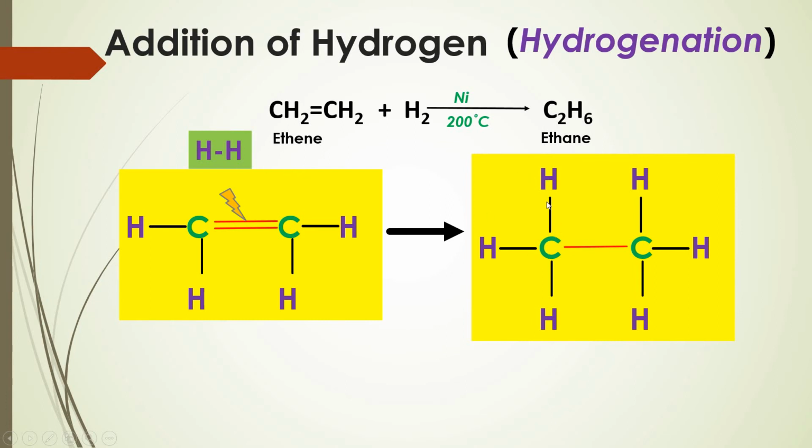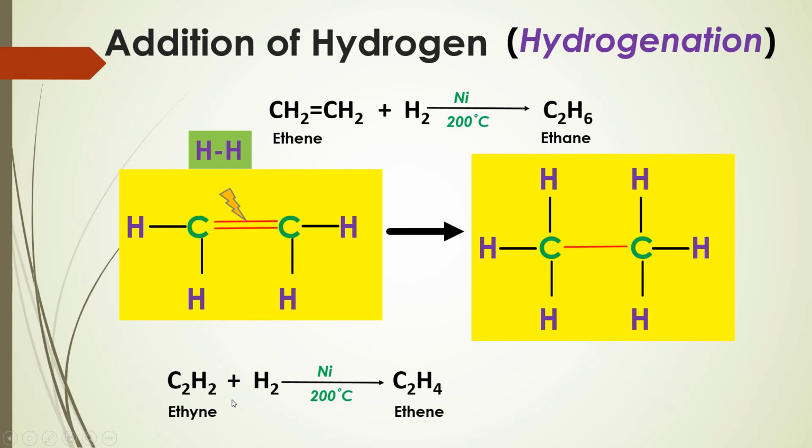one carbon gets attached to one hydrogen atom from this hydrogen molecule, and another hydrogen atom gets attached to this carbon atom by a single covalent bond. So in this way, double bonded ethene can be converted into a single bonded hydrocarbon, ethane. This particular type of reaction is called hydrogenation.